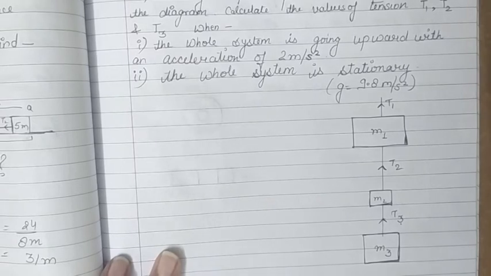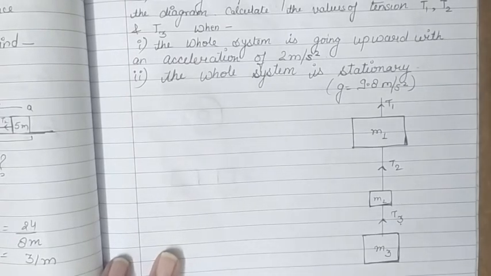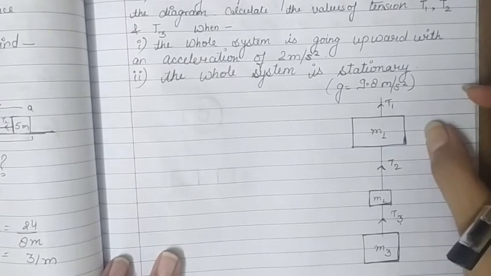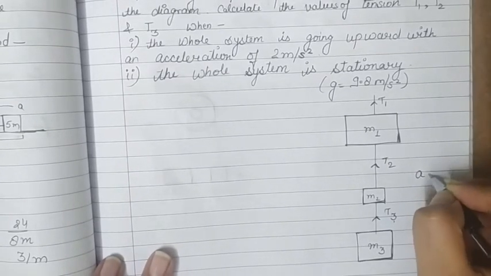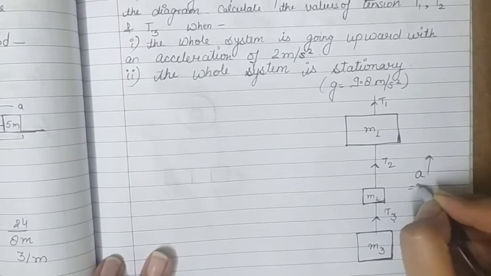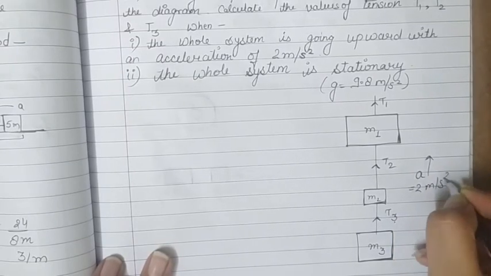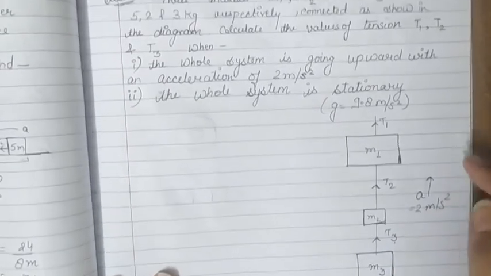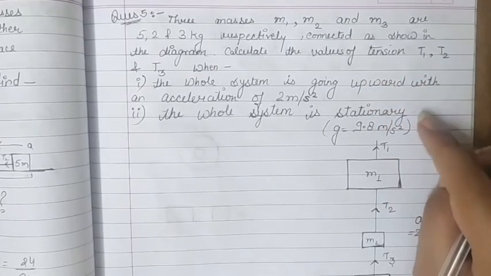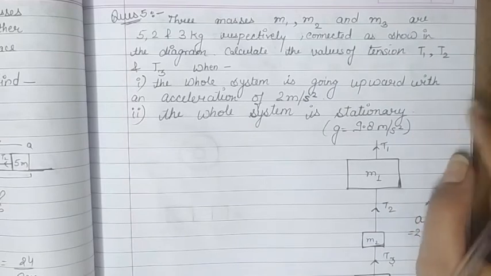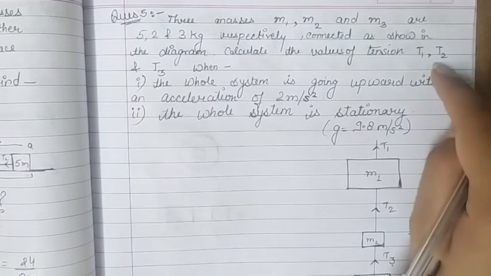Now we have to find, when the whole system is going upward with an acceleration of 2 meter per second square, the values of T1, T2 and T3 for the first part. And for the second part, if the whole system is stationary, then we again have to find T1, T2 and T3.